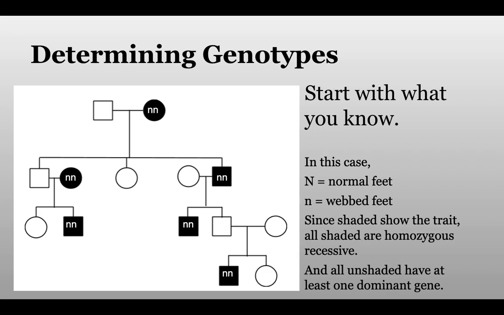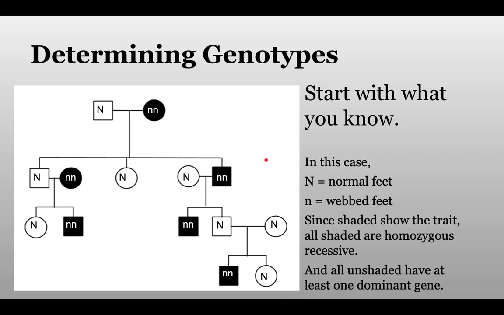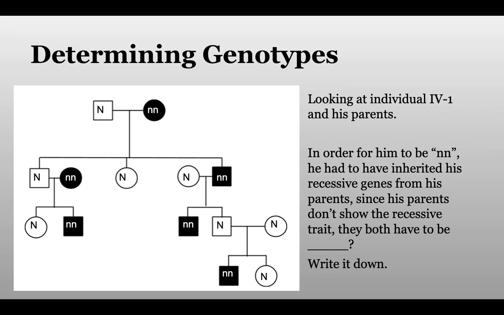The next step: all of these unshaded ones, we know that they have the dominant trait because they're unshaded, so they have at least one dominant gene. But like we've learned, each person has 2 alleles, right? So you need 2 letters. Our job is going to be to figure out what letter goes after this capital. Is it another capital or is it a lowercase? Those are the 2 options. So we're going to take a look at that.